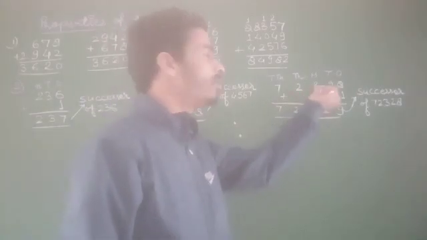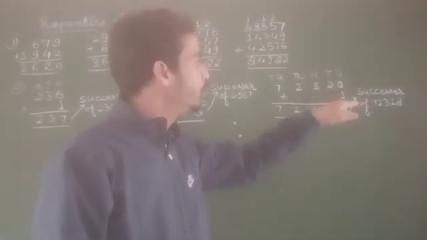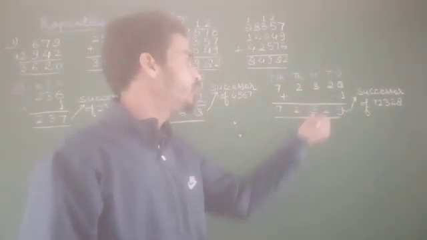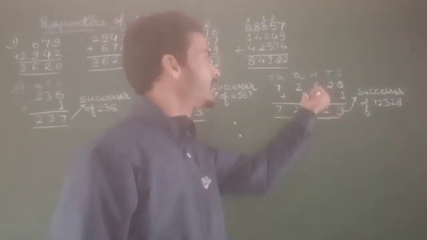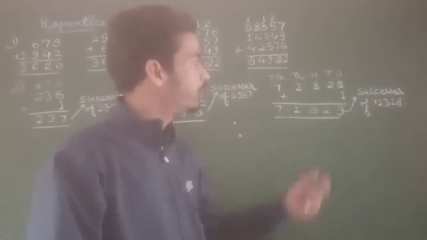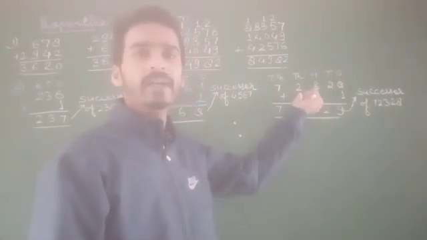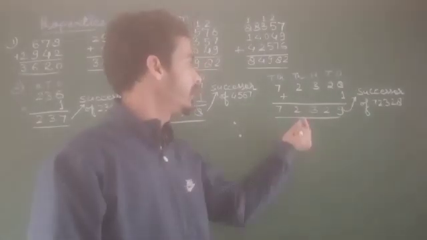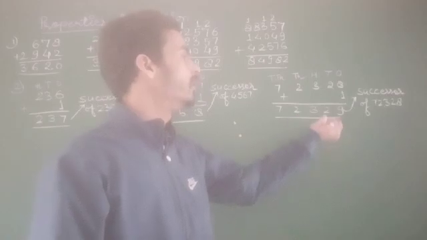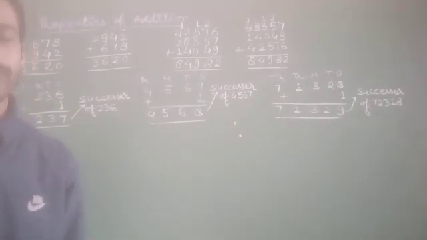Here is 72,328. When 1 is added to 72,328, you can see here that the number is 72,329. And 72,329 is the successor of 72,328. And also 72,329 is 1 more than 72,328. And also you can say that 72,329 comes just after 72,328. Hence we have proved that when 1 is added to a number, the sum is the successor of the number.